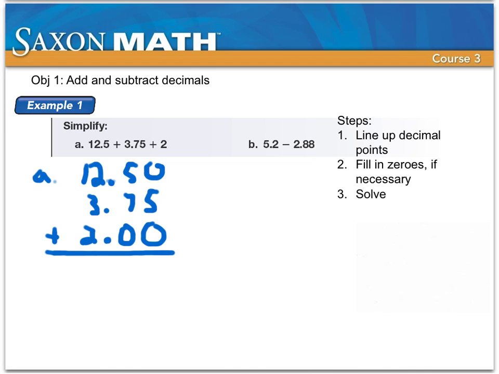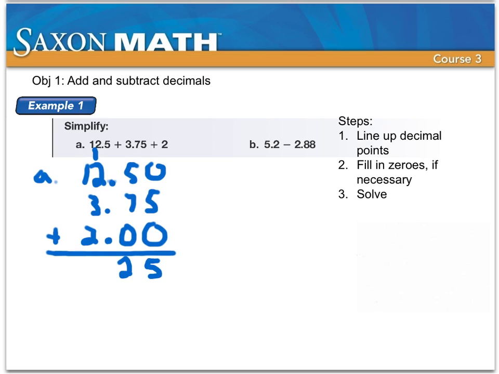So 0 plus 5 plus 0 is 5. 5 plus 7 plus 0 is 12, and I carry my 1. I keep my decimal in the same spot. 1 plus 2 is 3, plus 3 is 6, plus 2 is 8, and then 1. So 18.25.